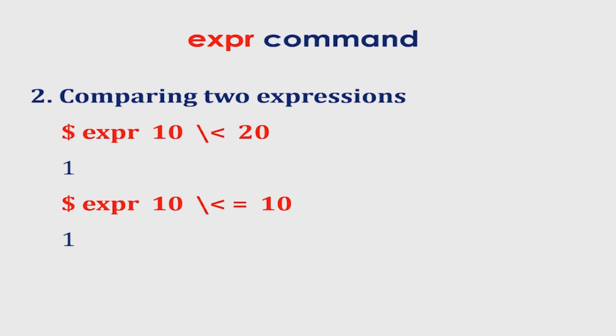The greater than operator is used as an output redirection operator in UNIX. Hence, when we use less than or equal to, greater than, and greater than or equal to as relational operators, they are used with the preceding backslash.